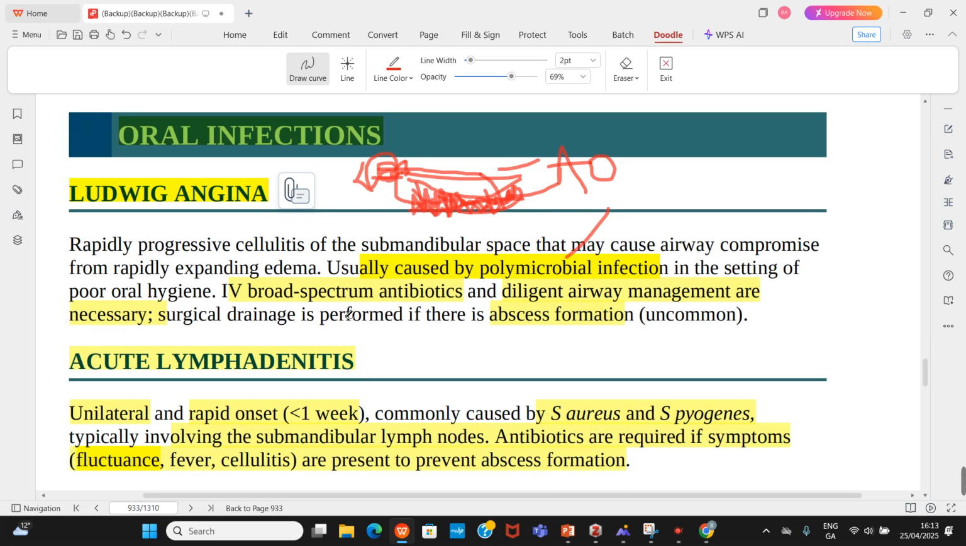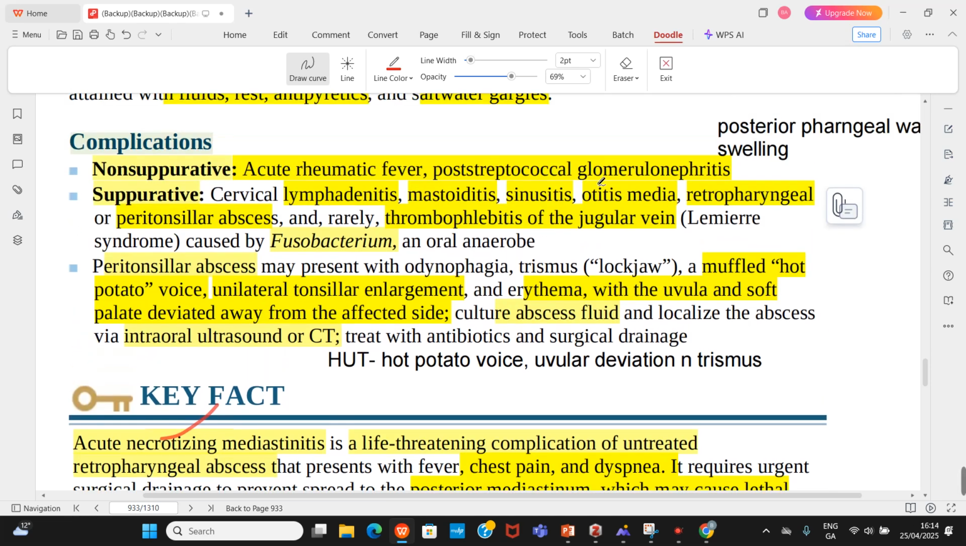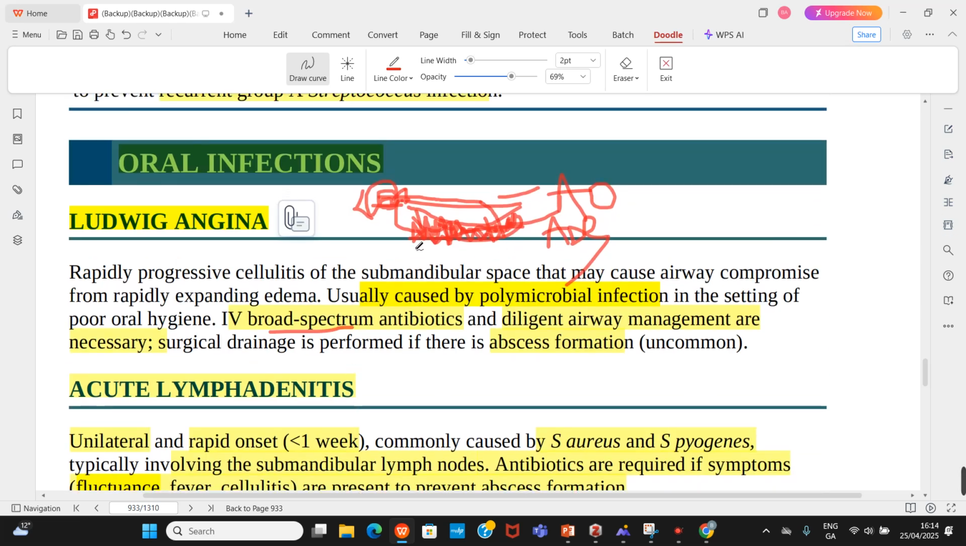So what you want to do is give prompt treatment. And now there's not going to be lymphadenopathy. There is no lymphadenopathy here. Don't forget, in retropharyngeal abscess and peritonsillar abscess, there's lymphadenopathy. But here, there is no lymphadenopathy. All that is accumulating here is just abscess.